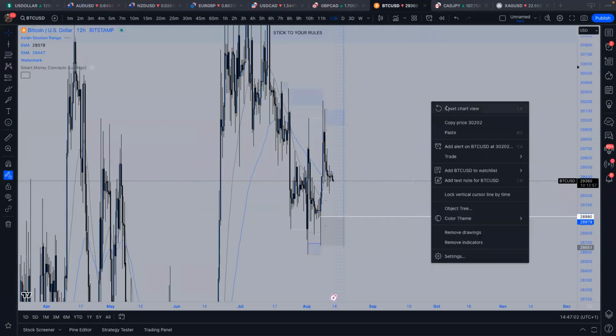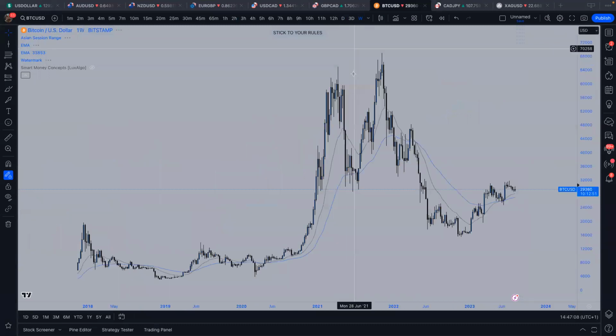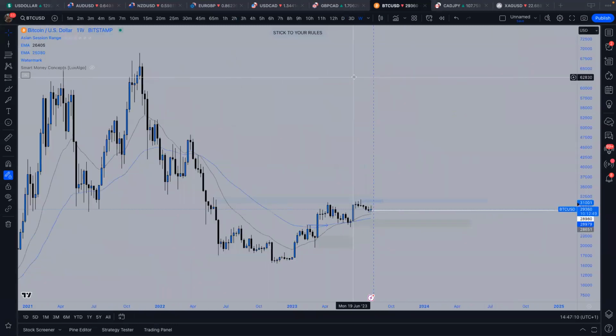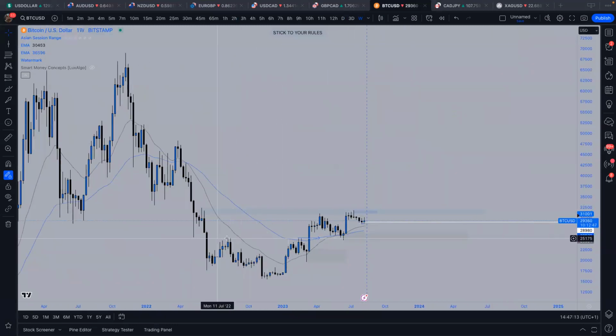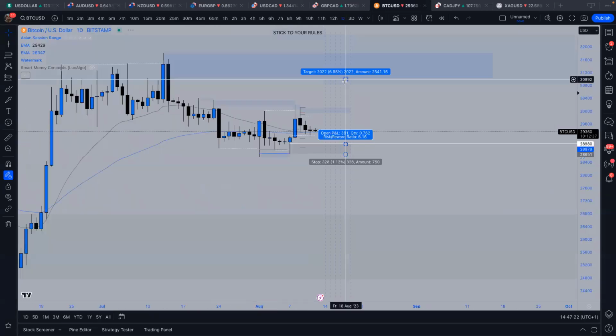Bitcoin, let's go daily, weekly. Let's go weekly. Bitcoin, obviously, you can see we've shifted momentum here. This is our supply. We broke structure. This is the supply we're looking for. That got invalidated. So now potentially you've been waiting for this zone or this weekly zone to get met.